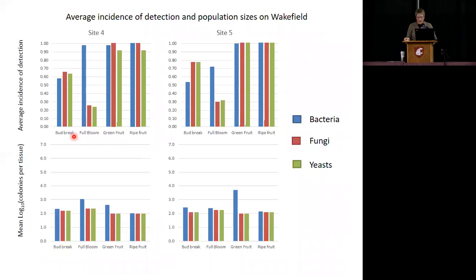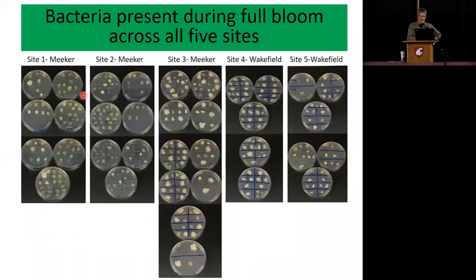Now, let's take a look at some of these bacteria. Who's out there, like at full bloom? So these are across all 5 sites at full bloom, and we just took bacteria from the various plates and spotted them onto new media. And you can see, hopefully you can see, that the morphology and the color of the colonies is really extremely variable amongst all these samples. So there's a lot of diversity with the bacteria found on red raspberry fruit and flowers.